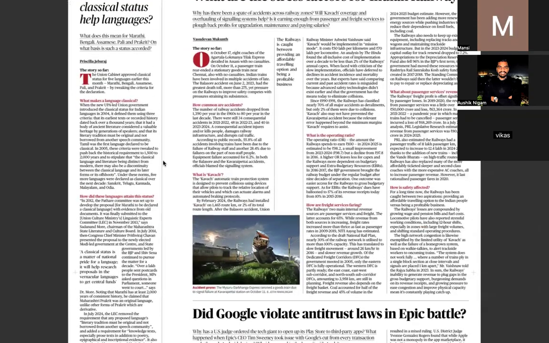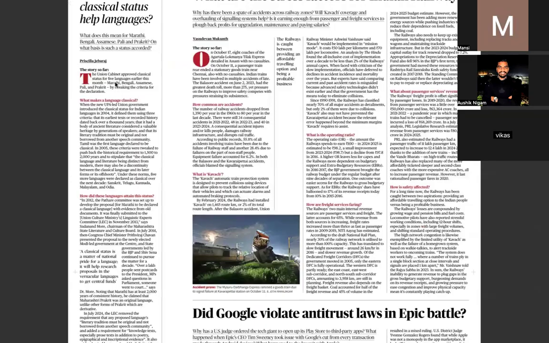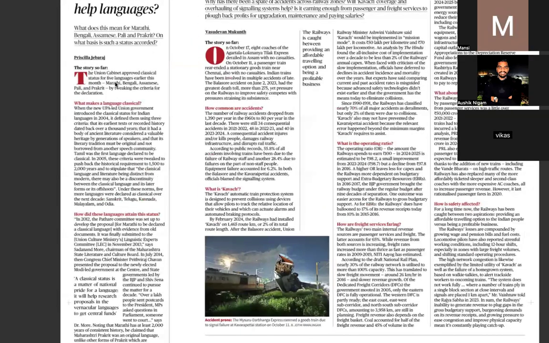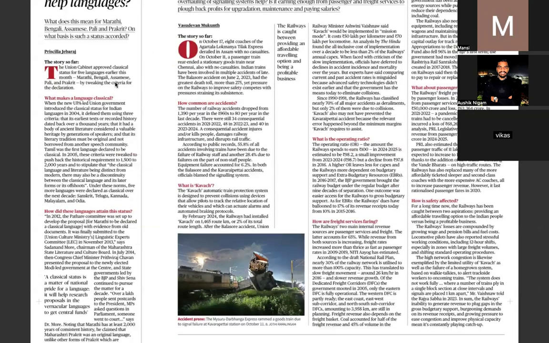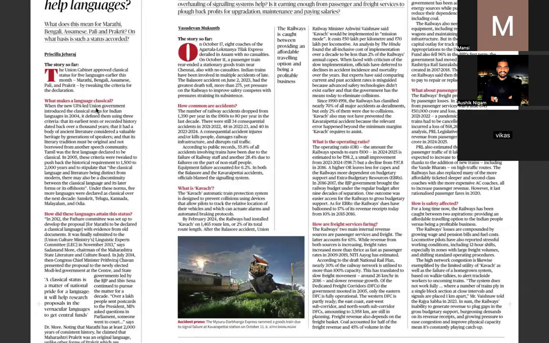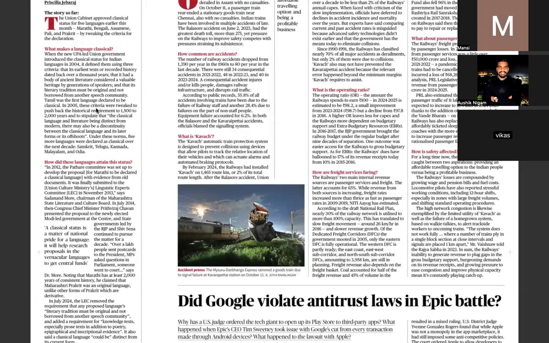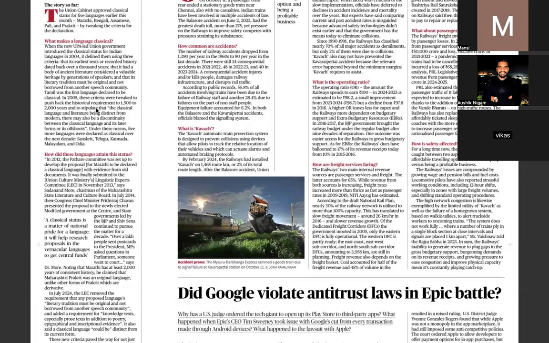How will your classical status help the languages? So firstly, in protection and also in terms of preservation. So more fund availability would be one aspect. So recently we saw that the new languages like Marathi, Bengali, Assamese, Pali, and Prakrit, they've been categorized under the classical languages category. So, on what basis is such a status accorded? Although we have covered this topic, it's a repeat.